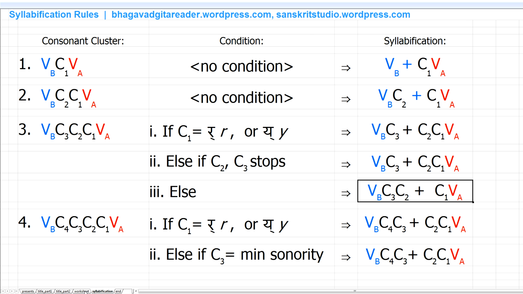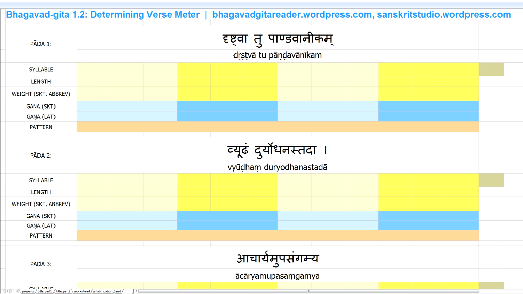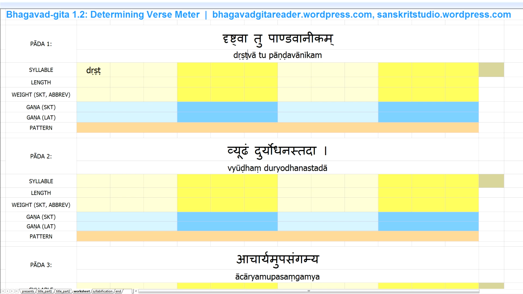So let's go back to our worksheet then, and in this case we have to let the sh and the t go to the left, to this syllable here, and va goes together to form syllable 2. And syllable 3 is easy, we just take tu.